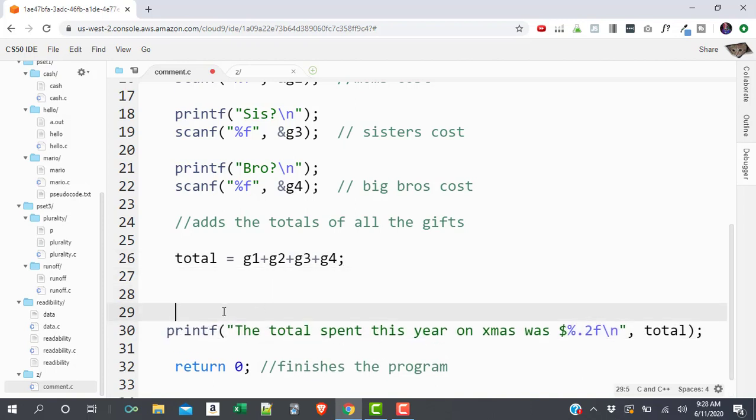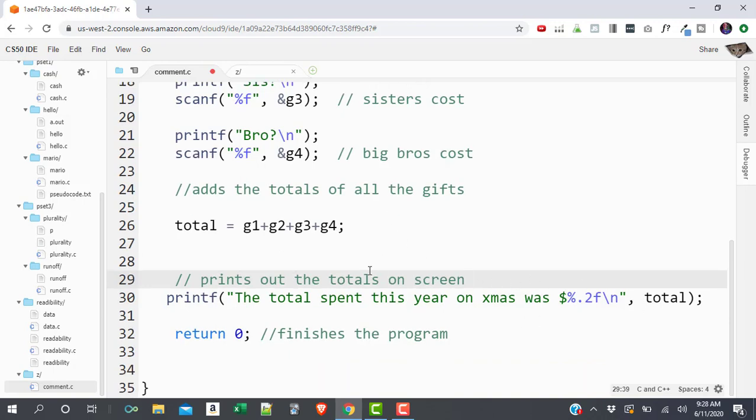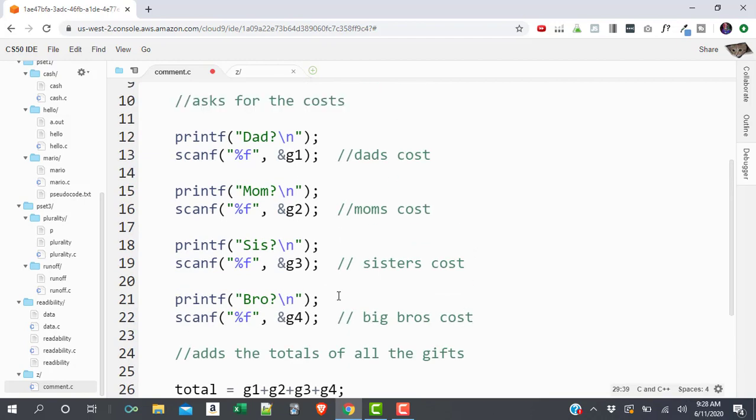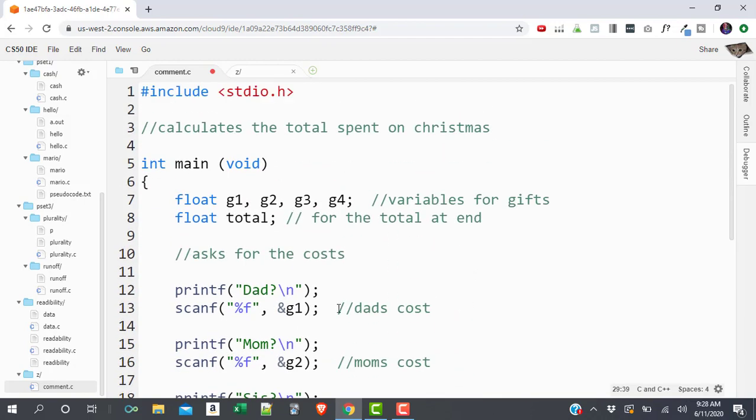Do one more comment right there. Prints out the totals on screen. I think it's looking pretty good. Take one last look at it. Yeah, I think it's looking pretty good.